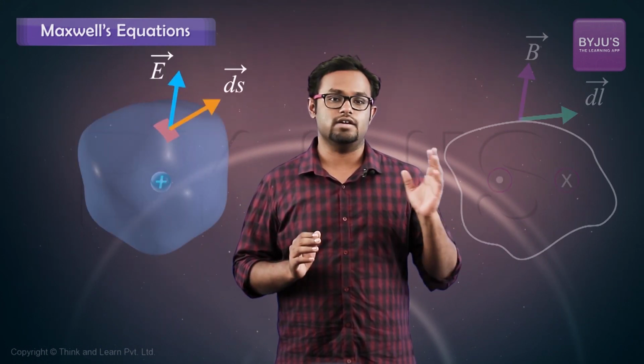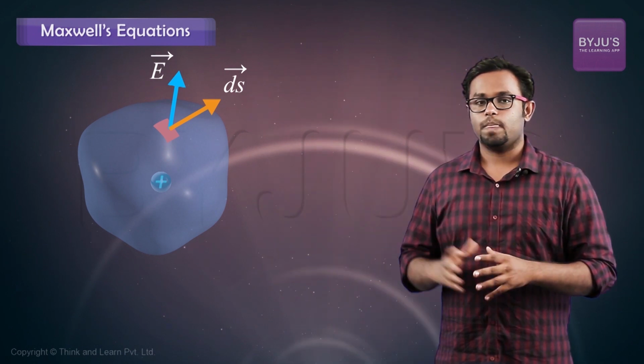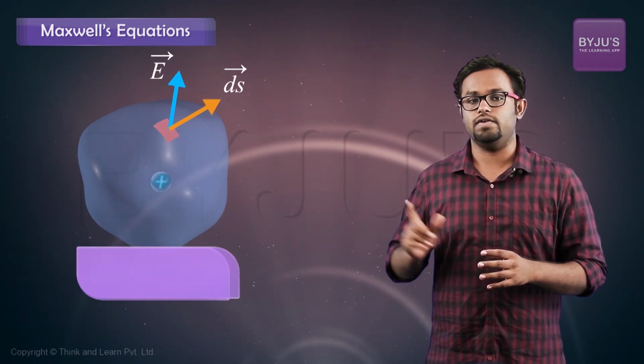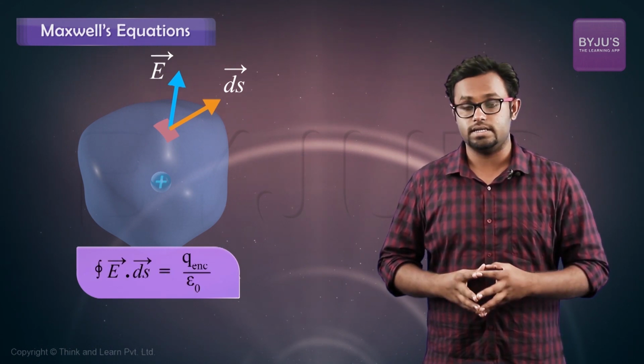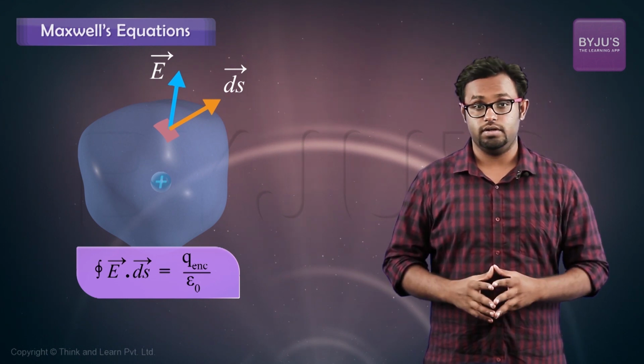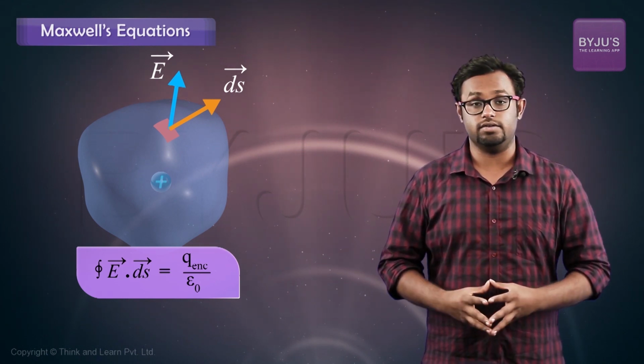Now we already have the idea about flux and circulation, right? Now we know that Gauss's law tells us that the flux of electric field over a closed surface, that is the integral of E dot dS, is equal to the charge enclosed divided by epsilon naught. This is something which we learned in the chapter of electrostatics.